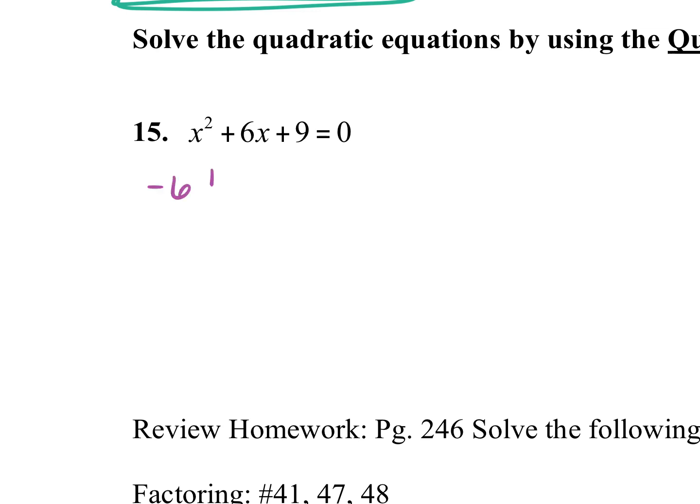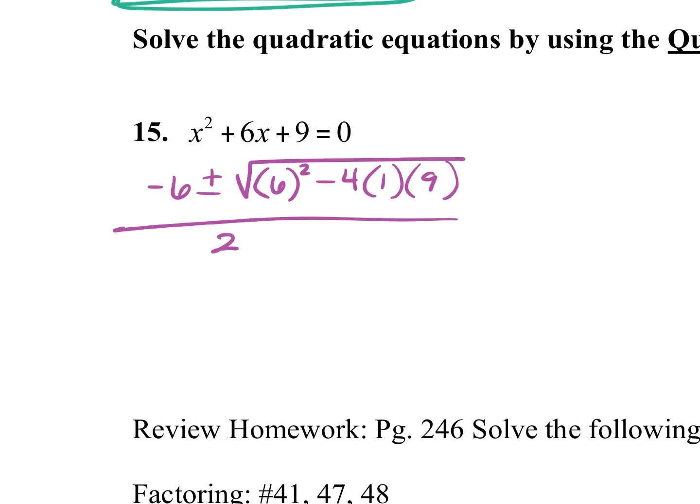Negative 6 plus or minus the square root of b squared, so 6 squared, minus 4 times a times c, so 4 times 1 times 9, all over 2 times that a value. Okay, now here's where I said plug this into your calculator, not with the radical.